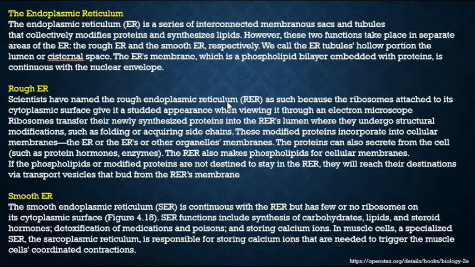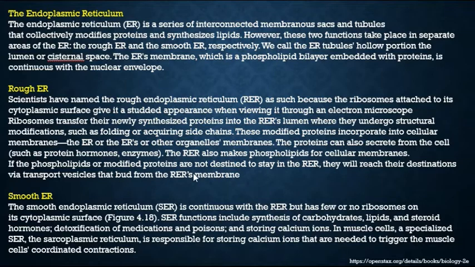Now, rough ER. It is called rough because of the ribosomes attached to its cytoplasmic surface, which gives it a studded appearance. Ribosomes transfer their newly synthesized protein into the lumen, where they undergo structural modifications like folding or acquiring some side chains. These modified proteins get incorporated into the cellular membrane, the ER, or other organelle membranes. The proteins can also be secreted from the cell. The RER also makes phospholipids for cellular membranes.